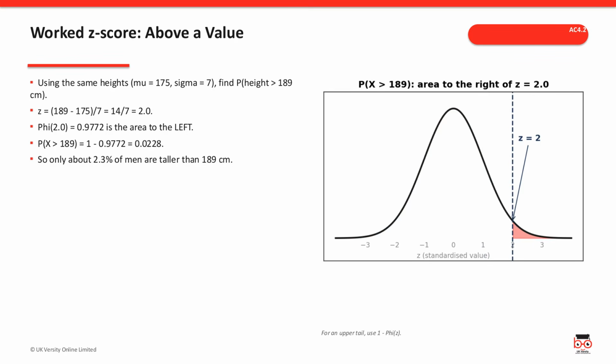Same heights, mu 175 and sigma 7, but now the probability a man is taller than 189 centimeters. Standardizing, z equals 189 minus 175 over 7, that's 14 over 7, which is 2.0. Phi of 2.0 is 0.9772, but that's the area to the left, so the probability of being above is 1 minus 0.9772, which is 0.0228. So only about 2.3% of men are taller than 189 centimeters, and for any upper tail like this, you take 1 minus phi of z.